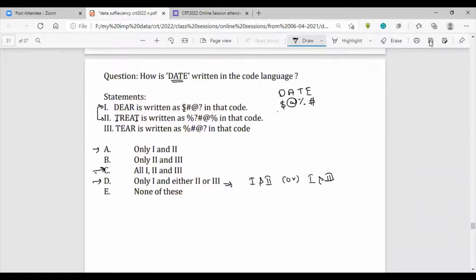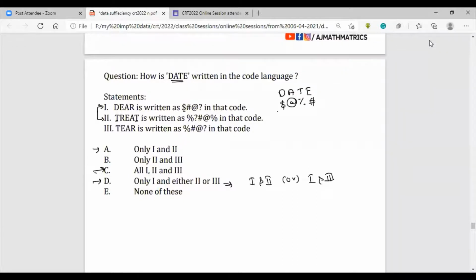In the examination, if 1 and 2 are sufficient, then we'll go with A. But be clear, A says 1 and 2 and D also says 1 and 2. So that's why I asked you to concentrate on the options. Okay. So here the answer may be either A or D. So C will be eliminated.